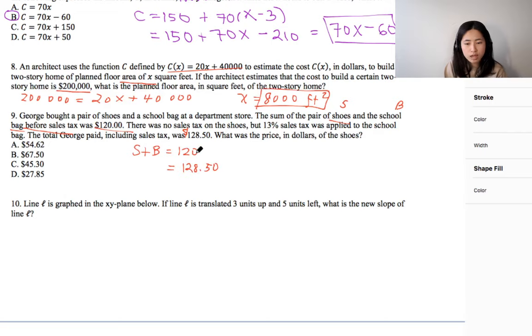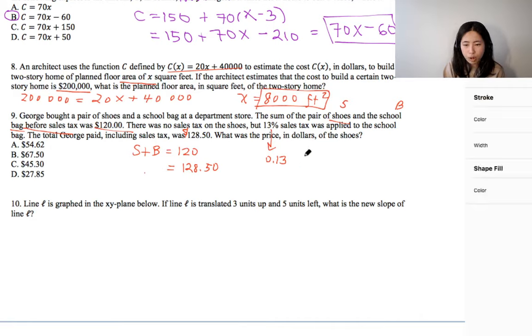Okay, so a lot of students, what they do, they just write S plus, because we know that this is 13%, this is 0.13 in decimal. This is what typically students do. They would just write S plus 0.13b, right? That's actually wrong because you're not really paying just that portion of the total amount, right? So initially, if we recall, this is wrong.